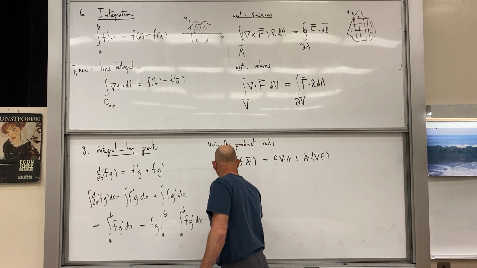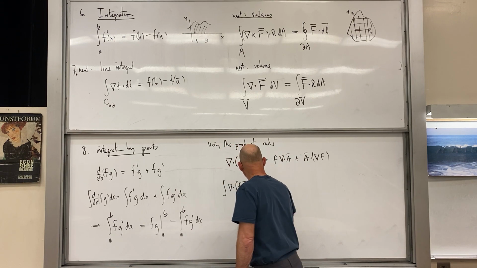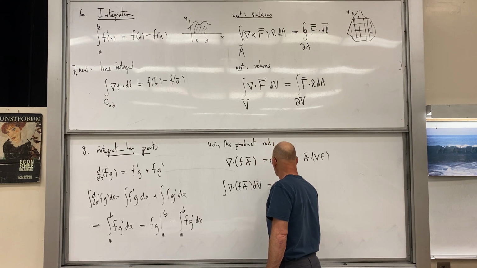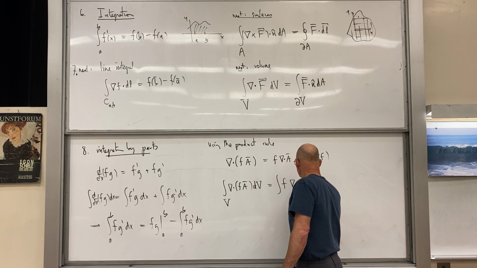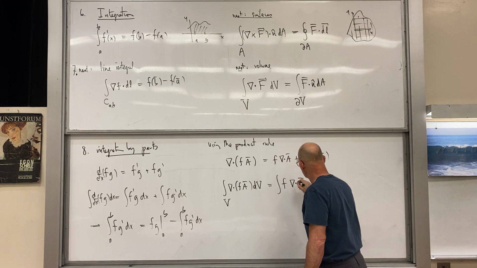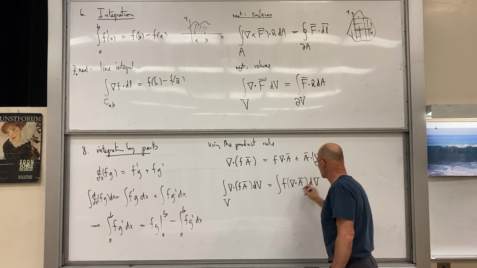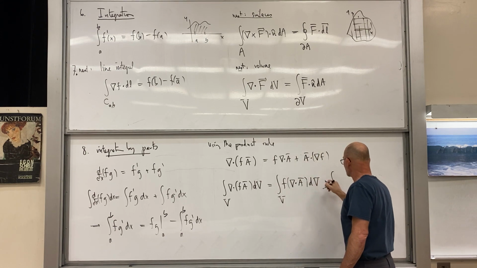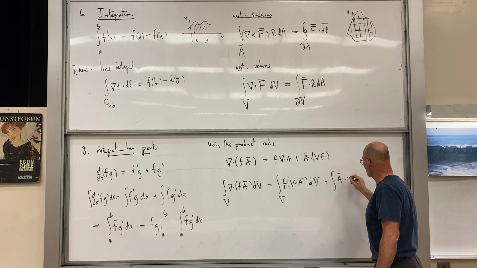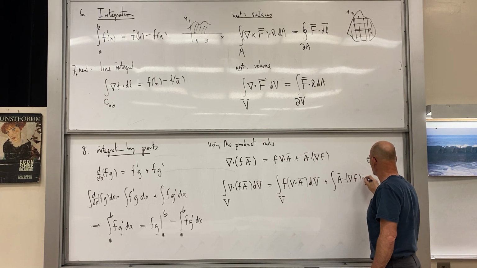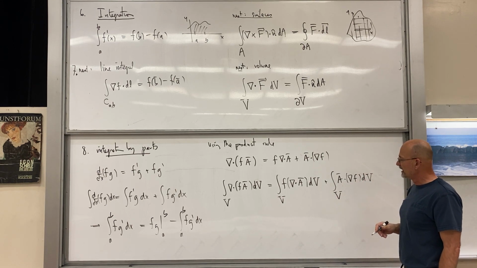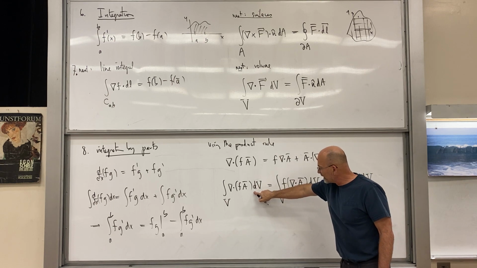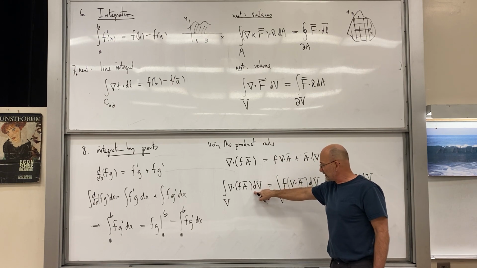So we integrate the divergence of f a d volume over a volume equals integral f div a d volume plus integral a dot grad f d volume over a volume. What we get is the boundary term here by using Gauss's integral theorem.